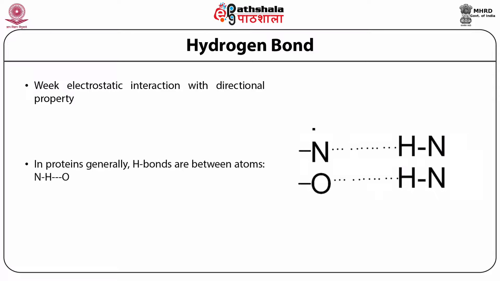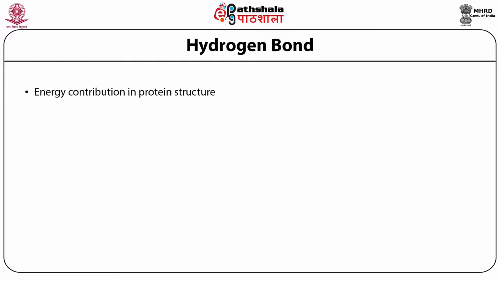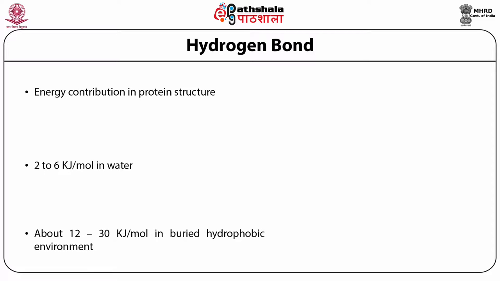In proteins, generally, we have hydrogen bonds between N, H and O. The hydrogen bond distance is about 2.7 to 3.5 angstroms. It's generally about 3 angstroms. The energy contribution of a hydrogen bond in water is about 2 to 6 kilojoules per mole, whereas if they are buried in the hydrophobic environment, they are 12 to 30 kilojoules per mole.